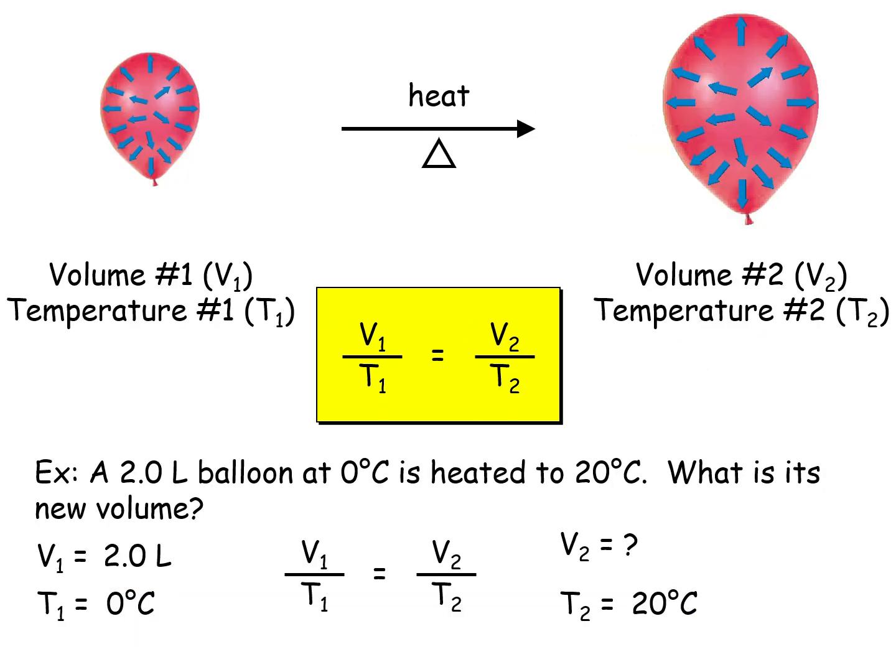So here we have all the information. We have an example. It says we're starting out with an initial volume of 2 liters and an initial temperature of 0 degrees Celsius. We want to find out what our new volume is, so that's V2, that's what we're looking for. And we have a final temperature of 20 degrees Celsius. So we're going to substitute the values into Charles's law.